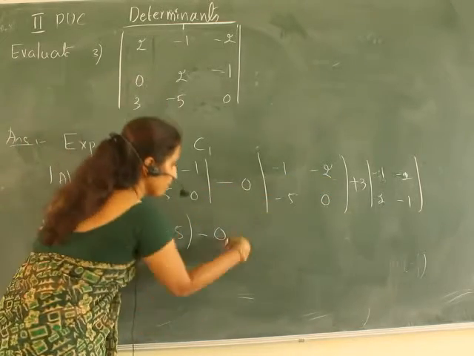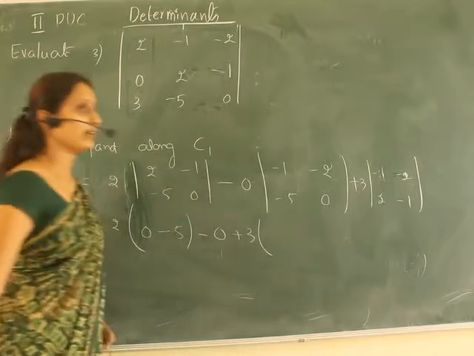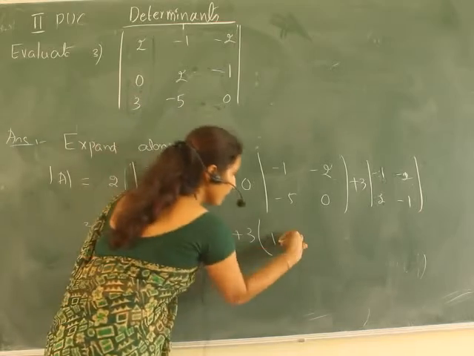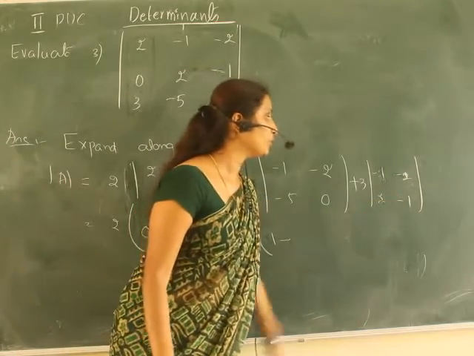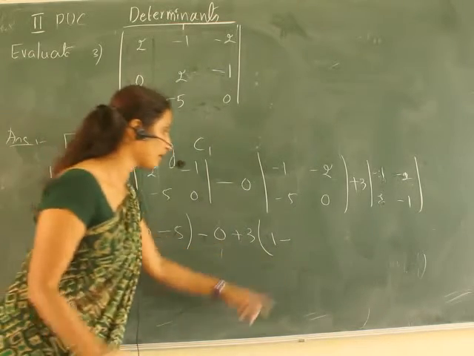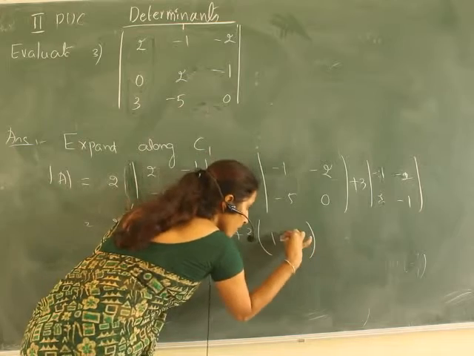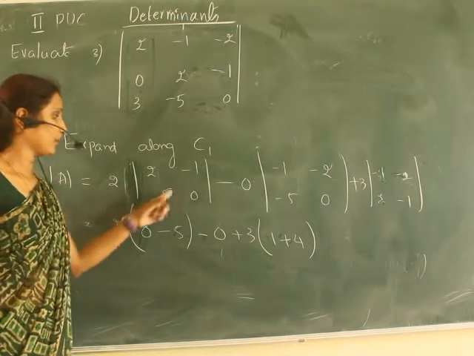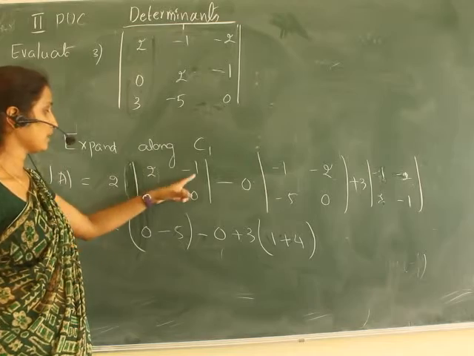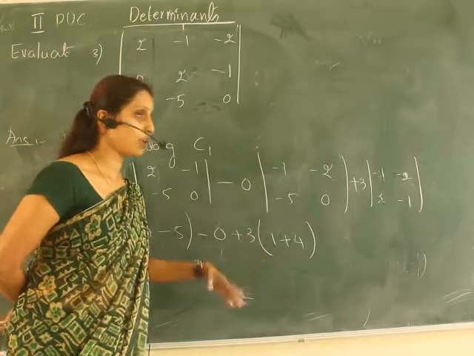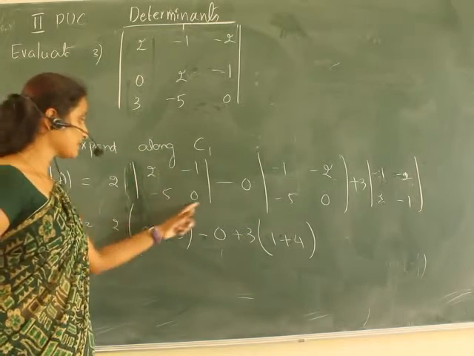Then plus 3 into minus 1 into minus 1 is plus 1, minus 2 into minus 2 is minus 4, and minus into this minus becomes plus 4. Now after solving many problems, you have to avoid some of the steps. In simplification, instead of writing 0 minus 5, directly you can write minus 5 here. And after solving many problems, you have to skip this step also.